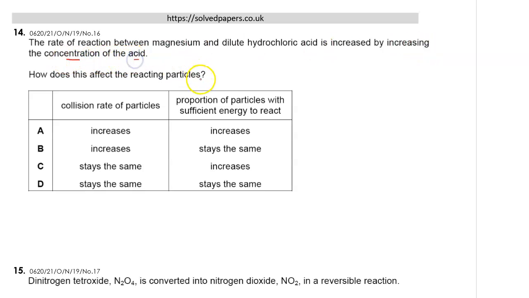Number 14, the rate of reaction between magnesium and dilute hydrochloric acid is increased by increasing the concentration of the acid. That is correct. By increasing the concentration of the acid, you increase the number of hydrochloric acid molecules, and therefore the reaction tends to have more collisions, and the reaction goes faster. The rate will increase. How does this affect the reactive particles? So the collision rate of particles will increase. That is correct. It will not stay the same because you have increased the concentration of hydrochloric acid molecules.